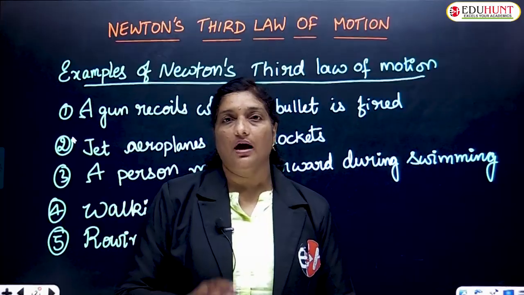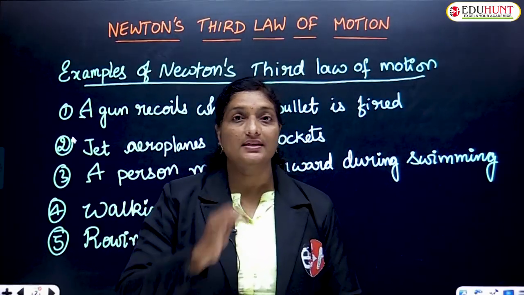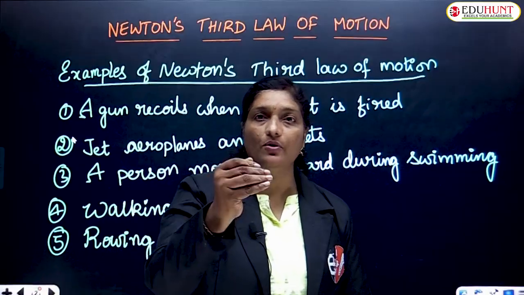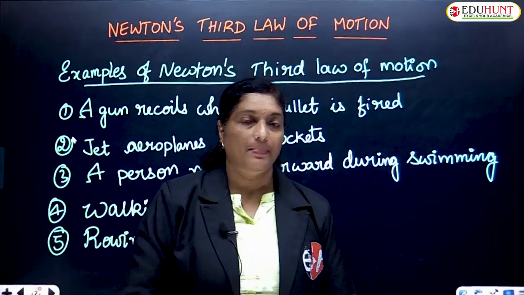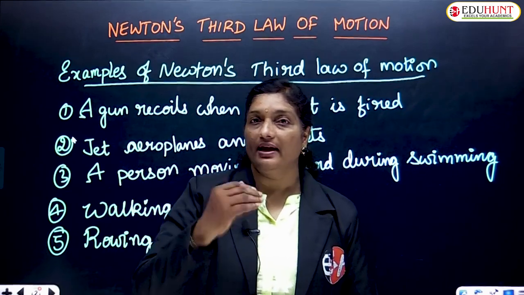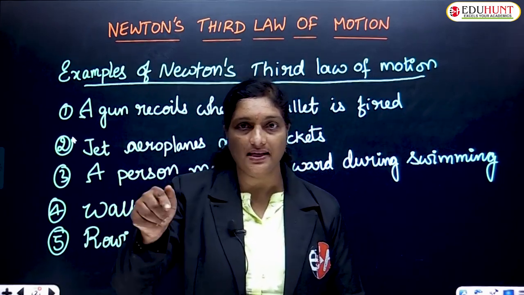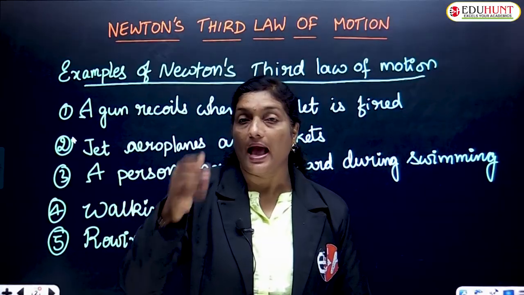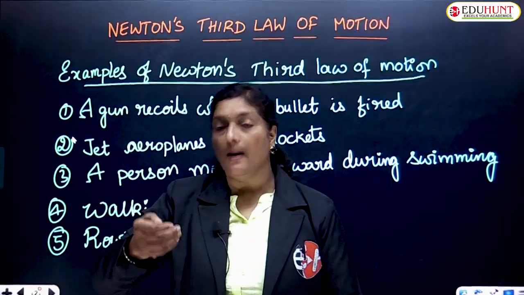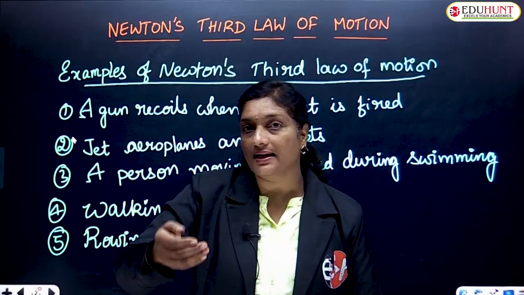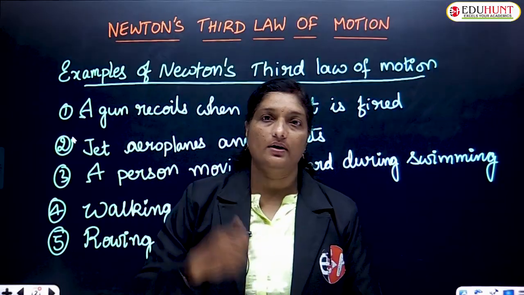Suppose whenever a bullet is fired, the bullet moves forward because the trigger of the gun applies a certain force on the bullet, and this is generally considered the action part. But according to Newton's third law, for every action there must be an equal and opposite reaction. So as the reaction part, the bullet applies an equal and opposite force on the gun backwards, and hence the gun recoils backwards, giving a jerk on the shoulder of the human.